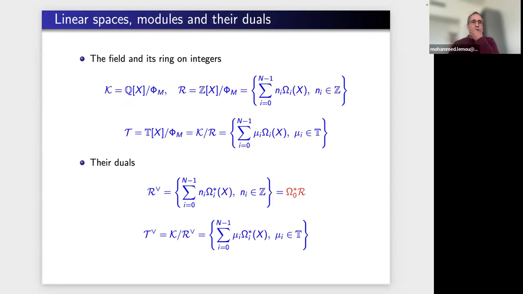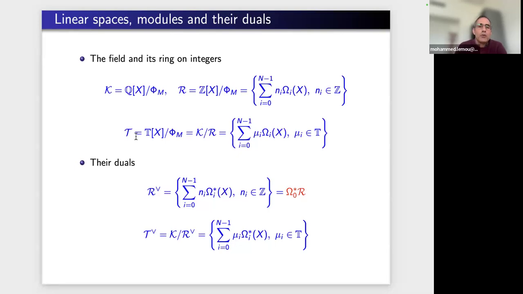Now, from a practical point of view, how do we deal with this duality and this scalar product? K, you know what it is. I defined it already several times. R is the ring of integers of K. Here phi m is cyclotomic, so R is the ring of integers. And for practice, you can describe R as linear combinations of omega I of x with integer coefficients, where omega I is the canonical basis.